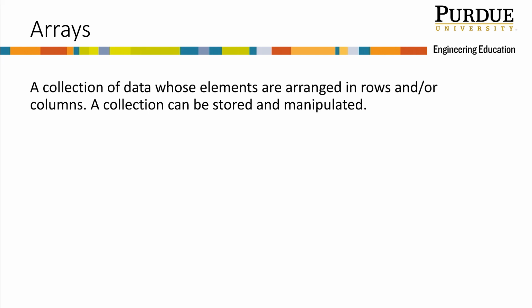Let's start by looking at how to define an array. Arrays are a collection of data whose elements are arranged in rows and/or columns. This collection of data can be stored and manipulated. The 3 types of arrays you will come across most frequently are scalars, vectors, and matrices. A scalar is a one-element array. For example, if we assign the number 5 to a variable called a scalar, we have created a scalar variable that is a one-element array.